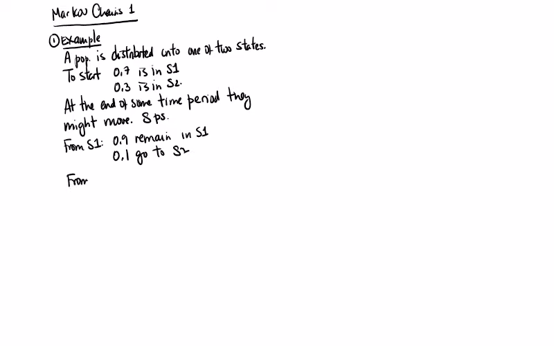And then from S2, notice it adds up to 1, of course, because everybody does something. So from state 2, we'll say 0.05 go to state 1, and 0.95, 95%, remain in state 2, right? So now how are they distributed?